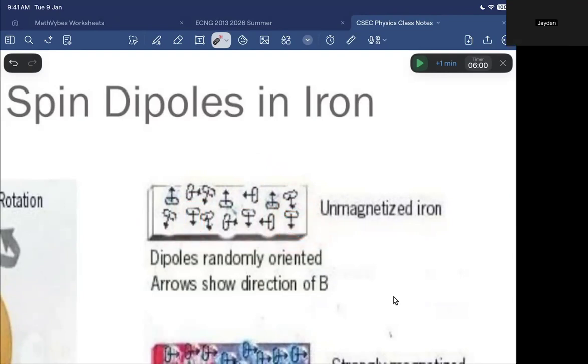So just group all the dipoles, say it correctly. You would group all the dipoles that have the same what? Orientation. So all the dipoles with the same orientation, you group them together, and that would form its own magnetic domain. Yes, sir. I understand.